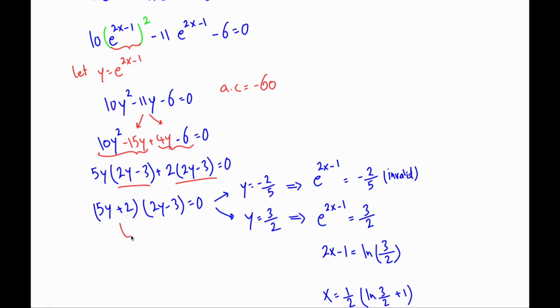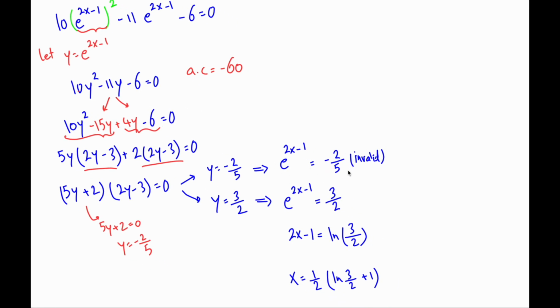You're going to put each of them equal to 0 separately, and that results in the two answers that I have obtained already here. But don't forget that y was your substitution, and you introduced it into the question, and you have to get back everything into the world of x. So y is e to the power of 2x minus 1. I'm going to replace it with that.